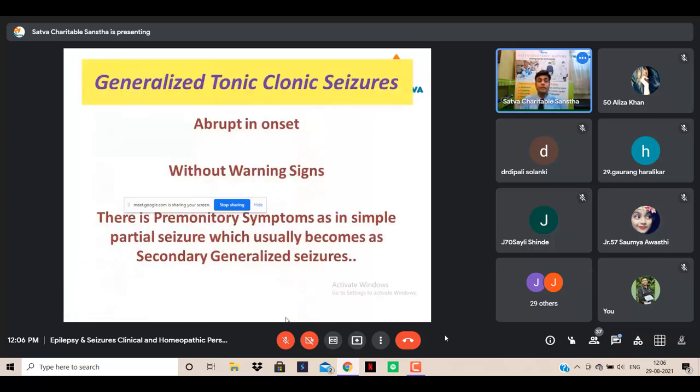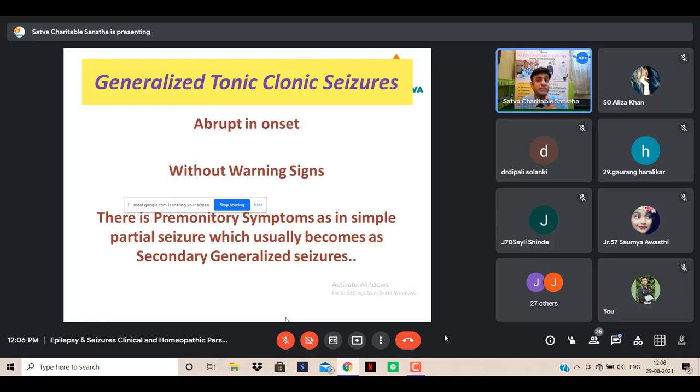Then we talk about generalized tonic-clonic seizures. Now we have to underline, generalized means the full body gets involved. They are abrupt in onset without any warning sign. There is a premonitory symptom that is known as preictal. Premonitory means the person may feel that now I am going to get the convulsion, as it is seen in simple partial seizure.